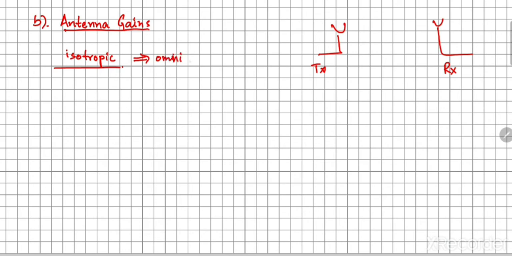These antennas are omnidirectional or non-directive. There is no directivity in these antennas. They radiate equally in all the directions, which means that they form a sphere of wave fronts around the emanating element, around the radiating element. Similarly, the isotropic antenna at the receive side receives energy or electromagnetic wave from all the directions equally. The isotropic antennas have a gain of unity.